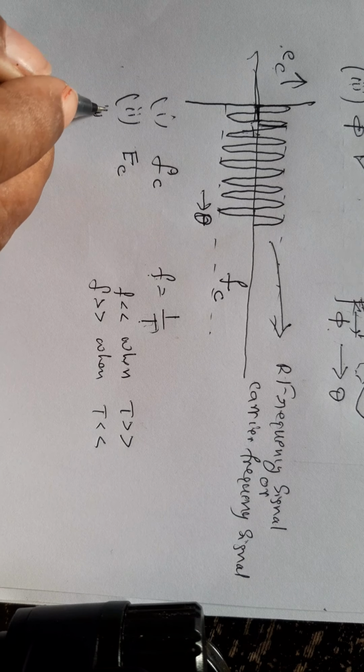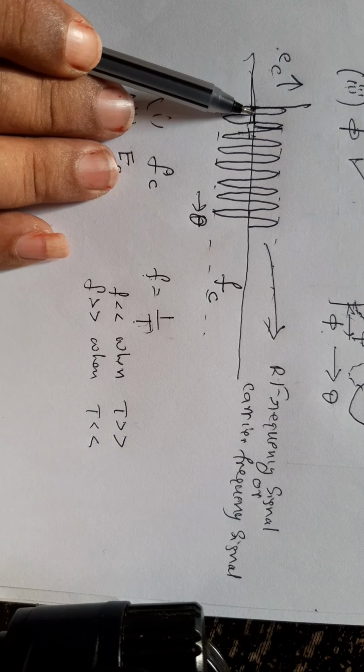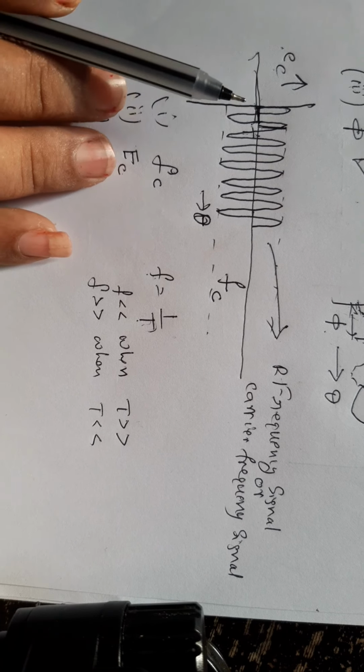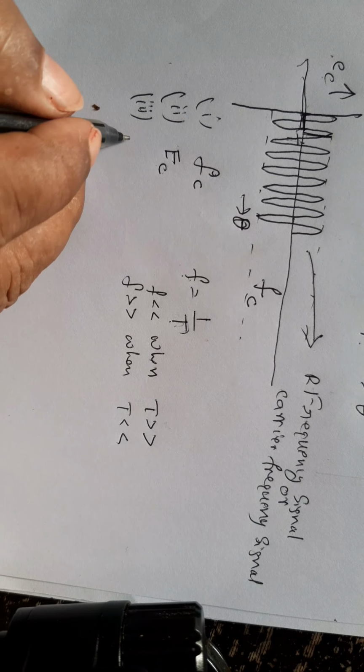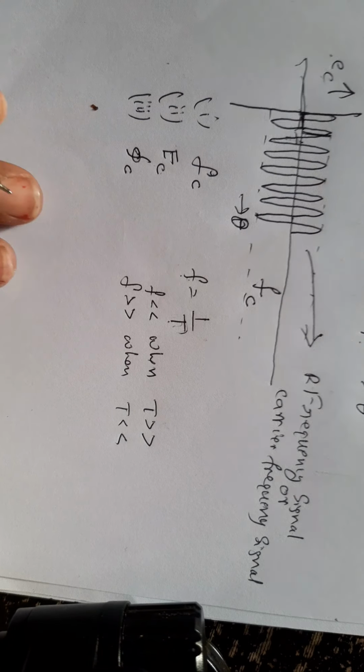And the third one is, here the wave started from zero. If it starts after some angle, that is known as phase angle. Therefore, the third characteristic is phase angle. I will represent this as phi c.